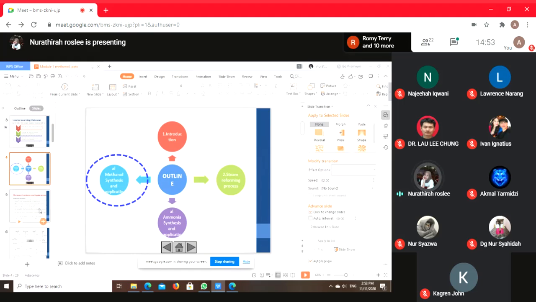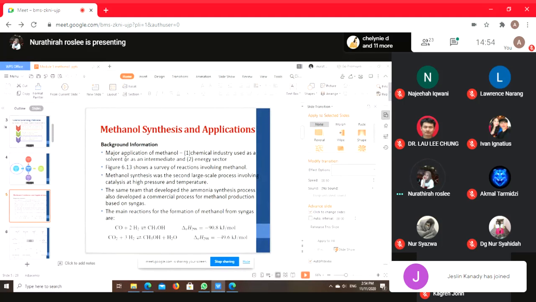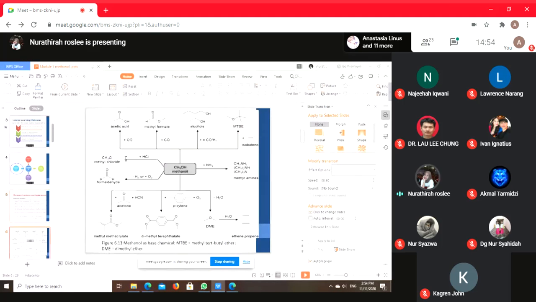For the background information, there are two major applications of methanol: the chemical industry, where it is used as a solvent or as an intermediate, and the energy sector. In figure 1.3, methanol as a base chemical is used as feedstock to produce acetic acid, formaldehyde, methyl tert-butyl ether, and also dimethyl ether.